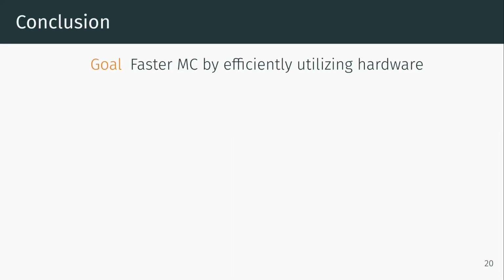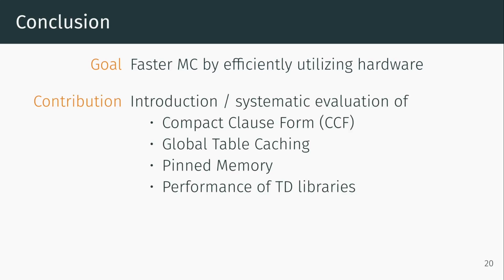Overall, we have seen that GPU-3 is a very fast model counter that especially shines in portfolios. Nevertheless, we have seen that the potential of model counting on graphics hardware is definitely not exhausted yet. But for today, let us wrap up. Our goal was to accelerate model counting by efficiently using the massively parallel compute resources of modern graphics hardware. In order to do that, we have introduced and systematically evaluated a number of extensions over our predecessor GPU-2. These are the compact clause form, a global table caching scheme, and the use of pinned memory. Furthermore, we've conducted a short survey of the performance impact of various tree decomposition libraries.